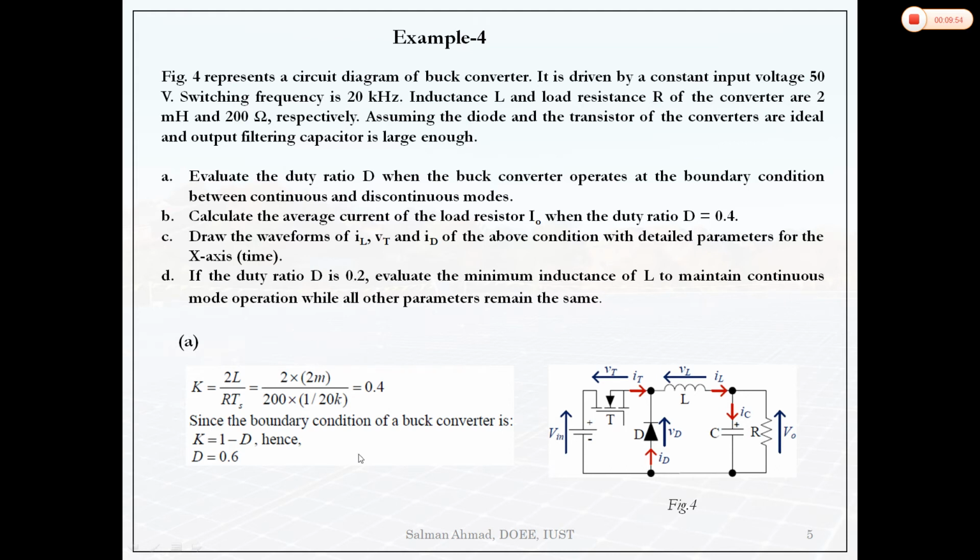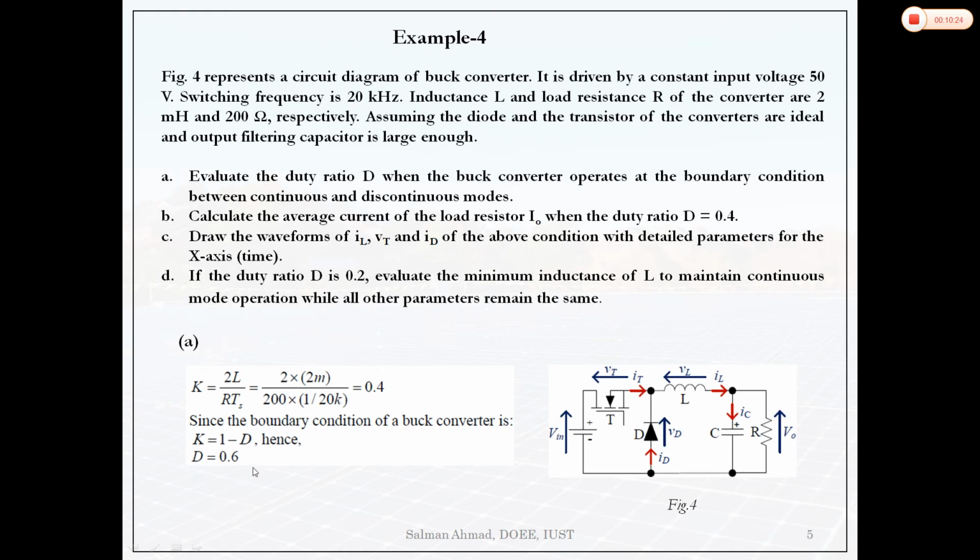At the boundary condition, we know in the case of the buck converter, K is given to be 1 minus D. K value is given by 2L upon R TS. Substitute all these parameters here, and we get the K value to be 0.4. So substitute here 0.4 is equal to 1 minus D, and we can find the duty cycle. So D equal to 0.6 will give the boundary condition between continuous conduction mode and discontinuous conduction mode.